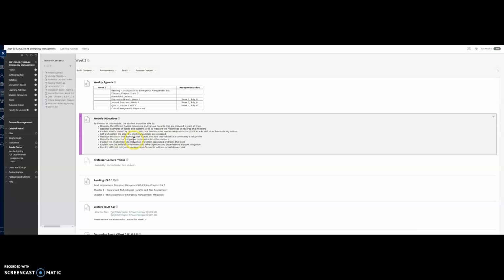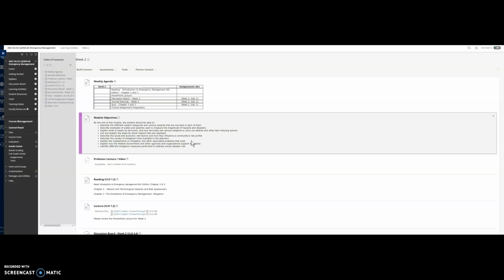You're going to describe the social and economic risk factors and how they influence a community's risk profile. Somewhere where you live, there are social and economic risk factors that put your community at risk. You're going to describe the variety of mitigation tools, explain the impediments to mitigation and other associated problems. You may be able to explain how the federal government and other organizations support mitigation, and then identify different mitigation measures performed to address actual disaster risk.